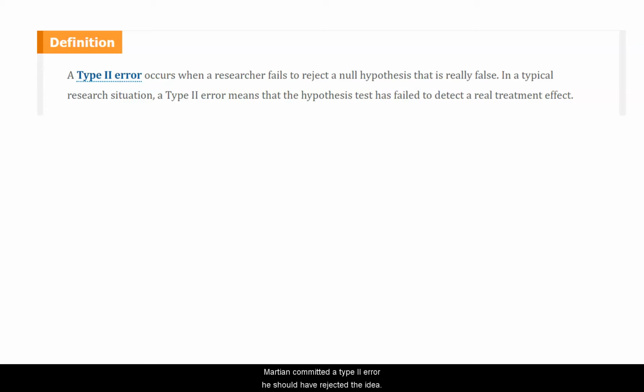So in that case, the Martian committed a type 2 error. He should have rejected the idea that men and women are of the same height, when in fact the Martian accepted it. He failed to reject the idea that men and women are the same height, and that's a type 2 error. We failed to observe an effect that's really there. We failed to reject the null hypothesis, which says there was no effect, if you will.